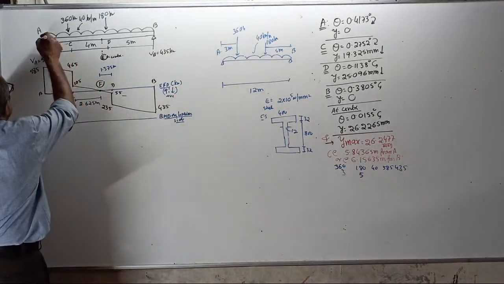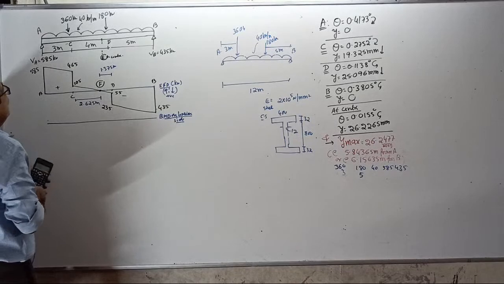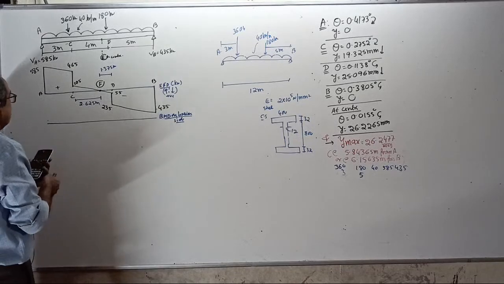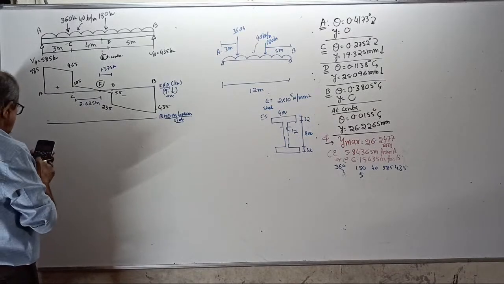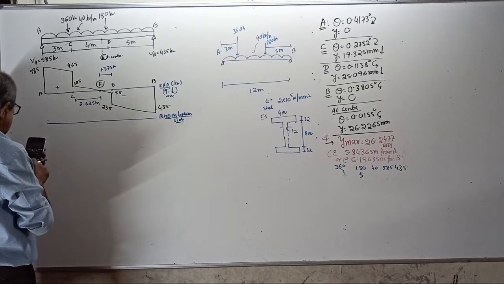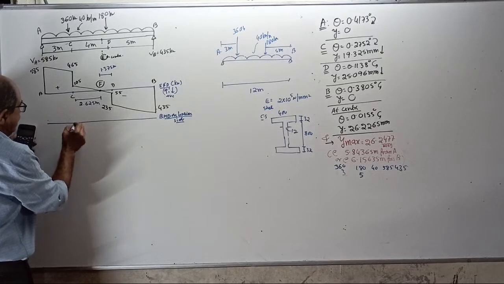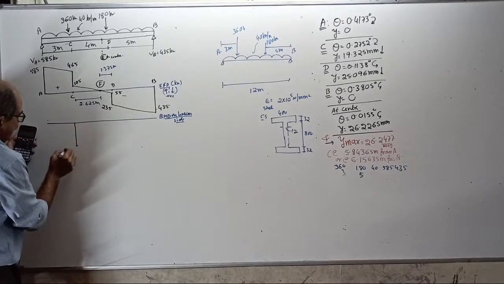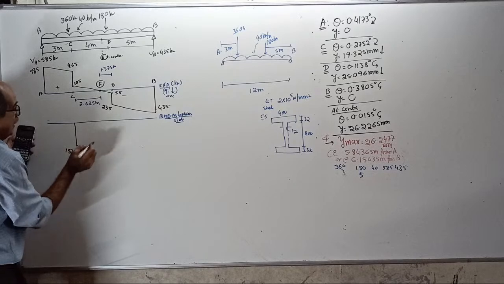Okay, start. Here BM is 0, then BM at C, show the calculation yourself. It will come 585 into 3 minus 40 into 3 into 1.5. 1575 is the bending moment here.